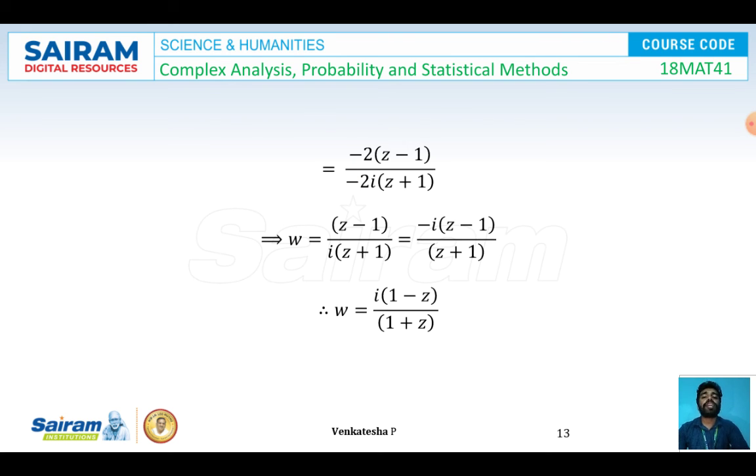So I got the equation minus i into (z minus 1) by (z plus 1), because 1 by i is equal to minus i we have. So hence we got the equation w is equal to i into (1 minus z) by (1 plus z), which is the required bilinear transformation.